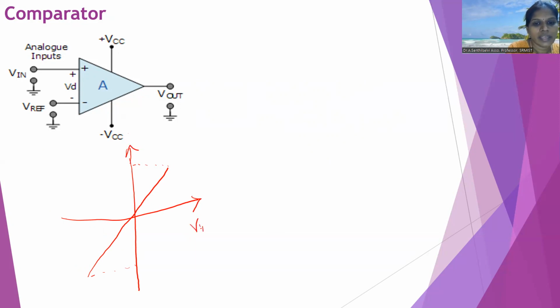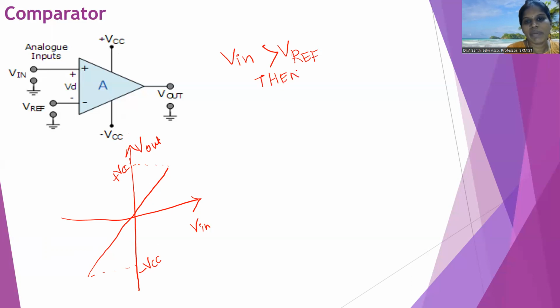This is the input value, this is the V out value, this is plus VCC, this is minus VCC. This is the output of a comparator. How does it work? If the given V in value is greater than V reference, then V out equals plus VCC. So this is the region where V in is greater than V reference.